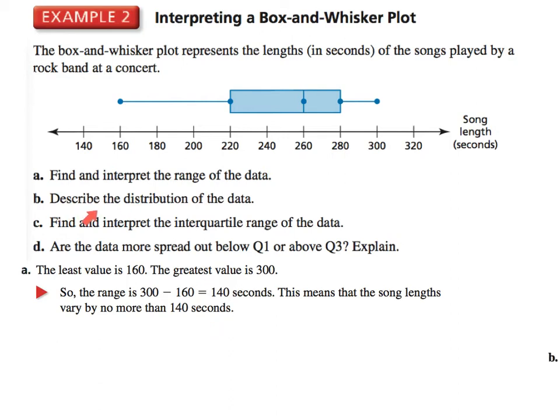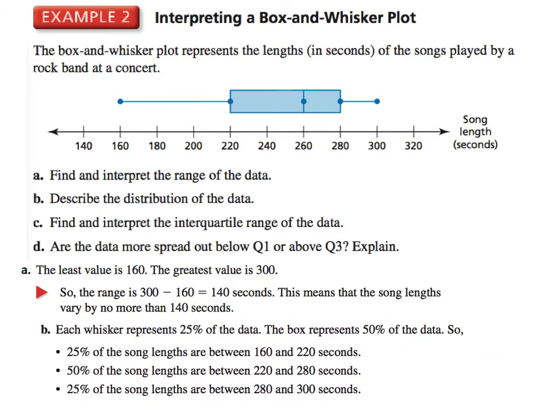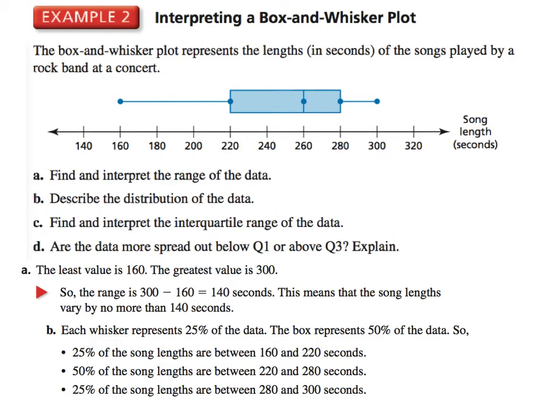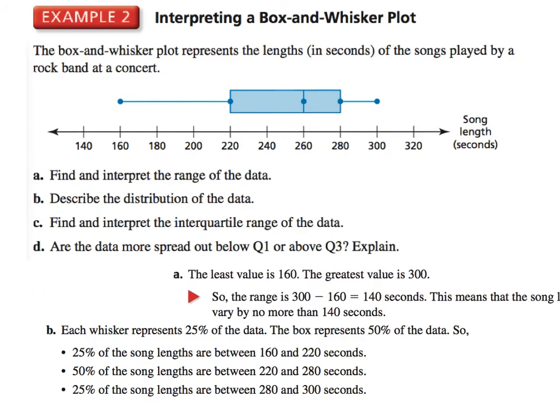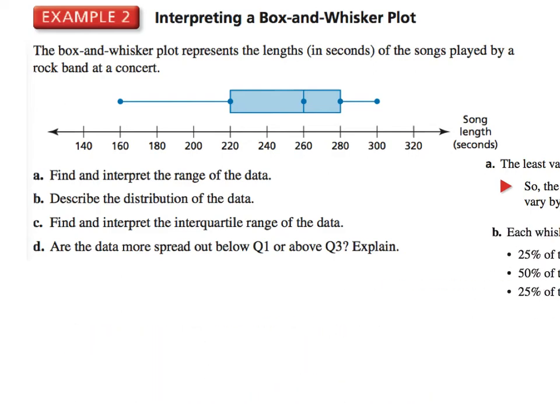So part B says, describe the distribution. That's talking about a fourth of your data here, half of your data here, a fourth of your data here. So we have to look at it this way. Each whisker represents 25% of the data. So we know 25% of the songs are from 160 to 220 seconds. Half of the songs are from 220 seconds to 280 seconds. And the rest of the songs, the last 25%, are from 280 to 300 seconds. So I'm going to move these over here. And let's talk about C and D.